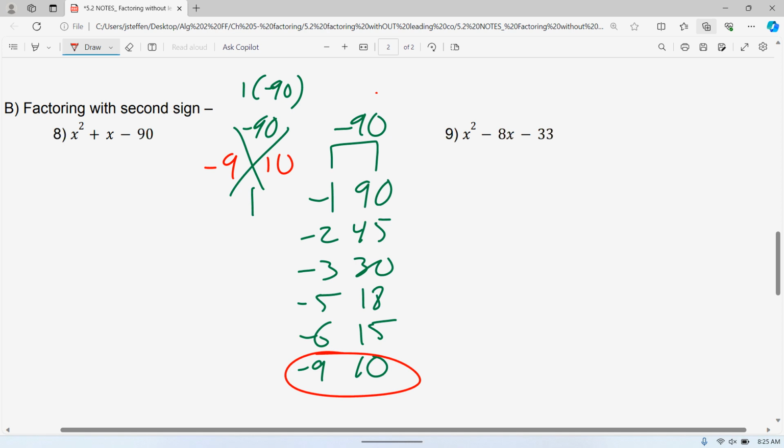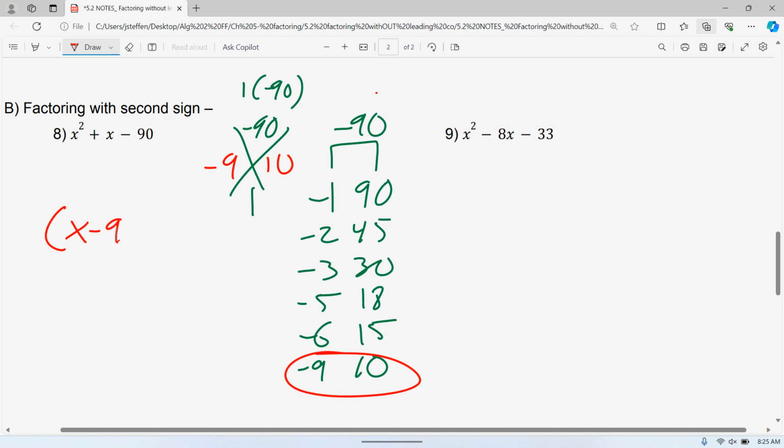Again, it's a great place with this x to check your work. Put in your calculator. Negative 9 times 10 is negative 90. Negative 9 plus 10 is positive 1. But especially these where you have 1 positive and 1 negative, I would definitely take the time to check that with your calculator, if for no other reason than to make sure your positive and negative are correct.